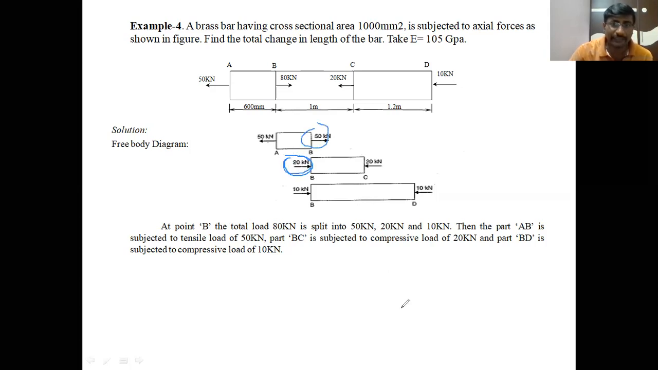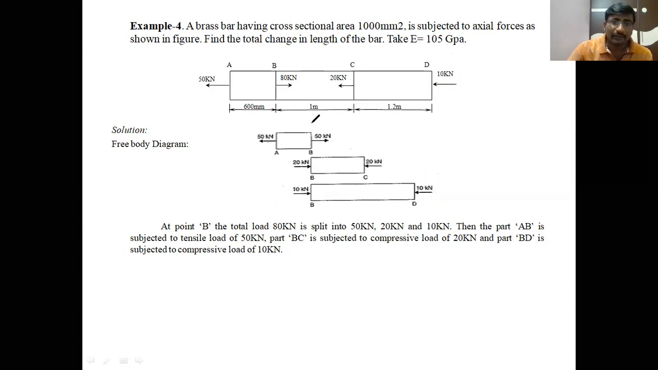Total 70 kilonewtons is completed. Another 10 kilonewtons at point B. Let us take the section BD, from B to D. The remaining 10 kilonewtons we have to put at point B. 10 kilonewtons is acting at point B and an equal and opposite force at point D, 10 kilonewtons compressive. So finally the 10 kilonewtons must be equal to the applied load in the problem. Clear? These two must be equal, otherwise the problem is wrong.